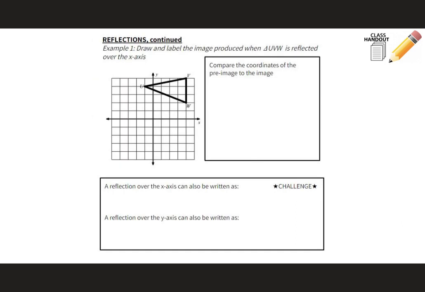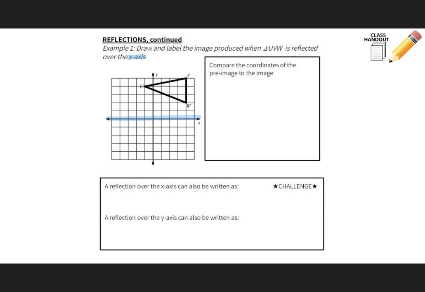It says, draw and label the image produced when triangle UVW is reflected over the x-axis. So first of all, let's figure out where our line of reflection is. It says the x-axis, and our axes are labeled, but x, remember, is the horizontal axis. So let's do that reflection. We're going to reflect it over, which means we're going to flip it, so the image down here is going to be a mirror image of the original figure, the pre-image. If we were to fold the paper along our x-axis, all the points should line up.